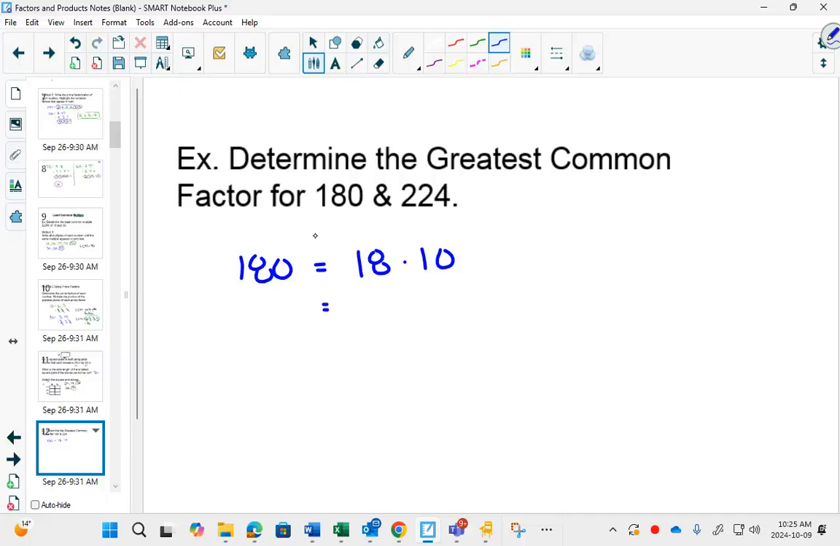What about 18? What do you want to go with? 6 times 3 or 9 times 2? Someone pick one. 9 times 2? Or did you say 6 times 3? I said 9 times 2. Okay.